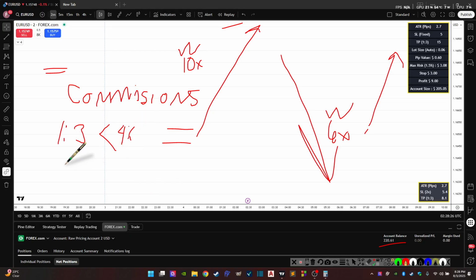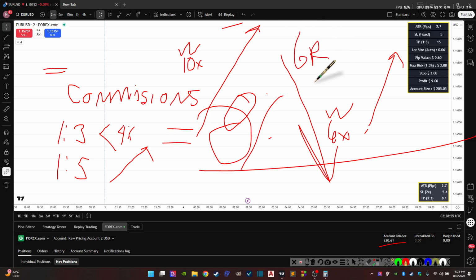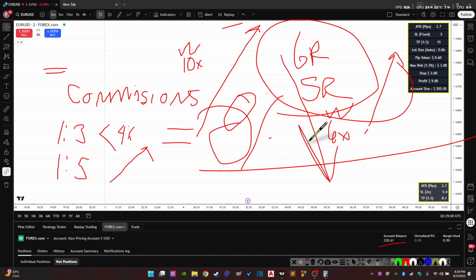If you increase that to a 1 to 5 or higher, now you're starting to see where people are making this 2, 3, 5, 6. I just showed you 8%. 8%. And I only won 3 trades out of 9. 8% on a 30% hit rate. Because I hit 6R, I hit 5R. These are the numbers that win.